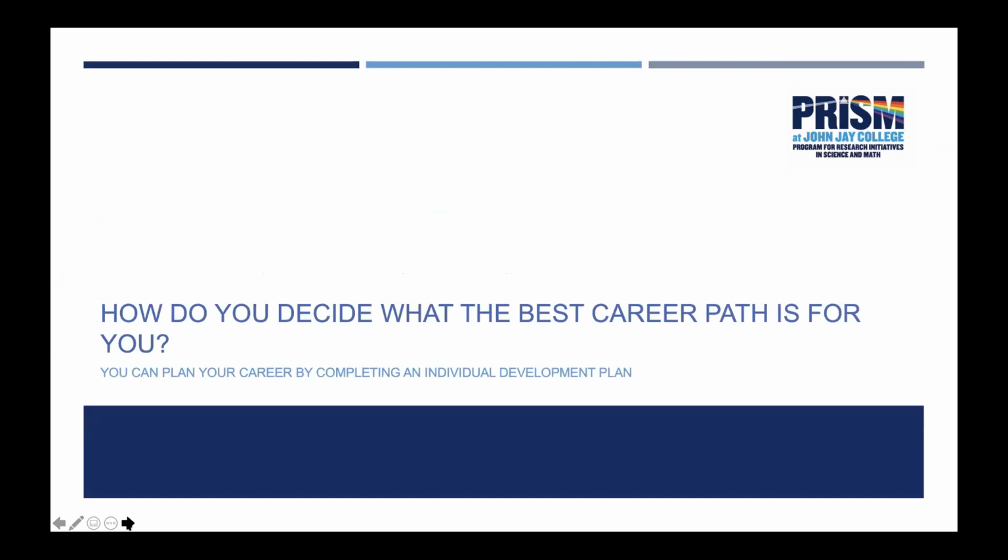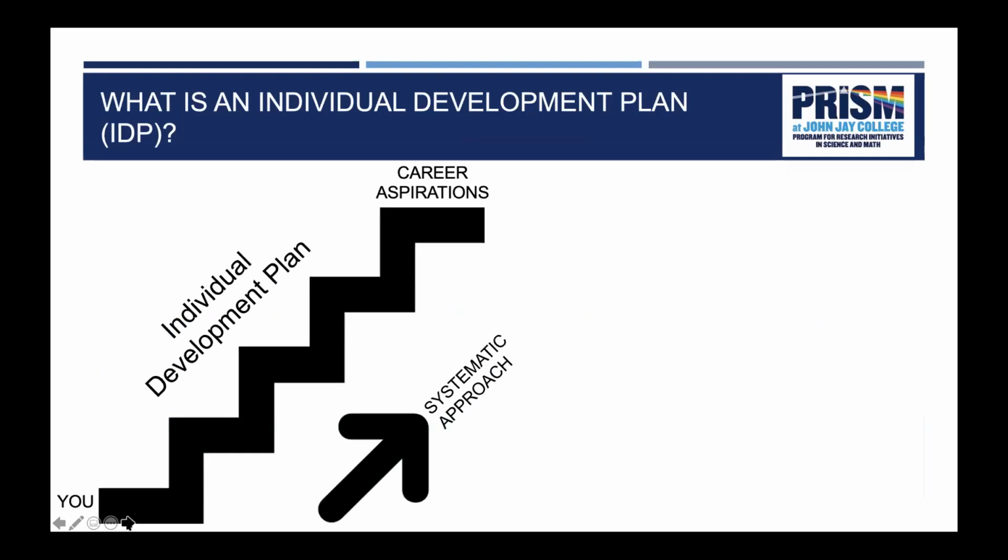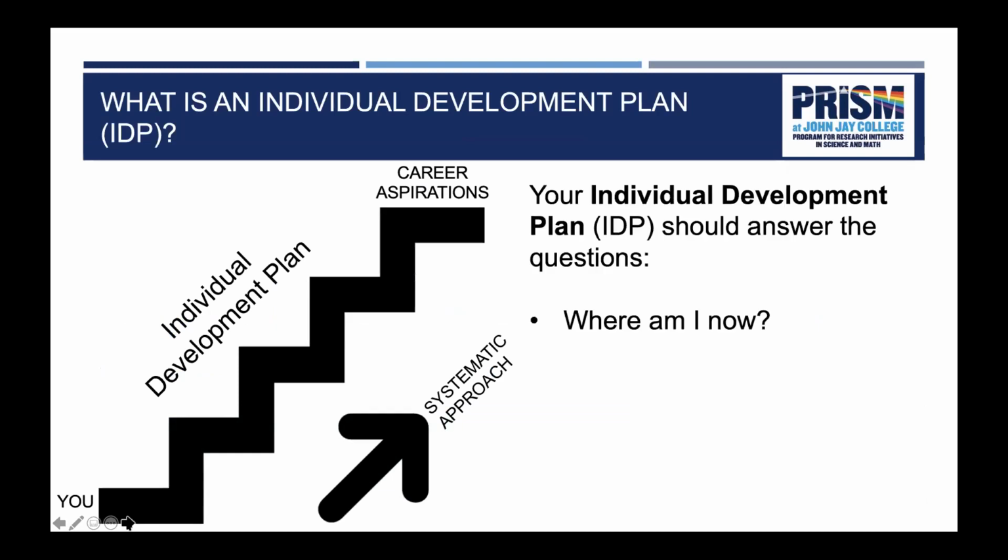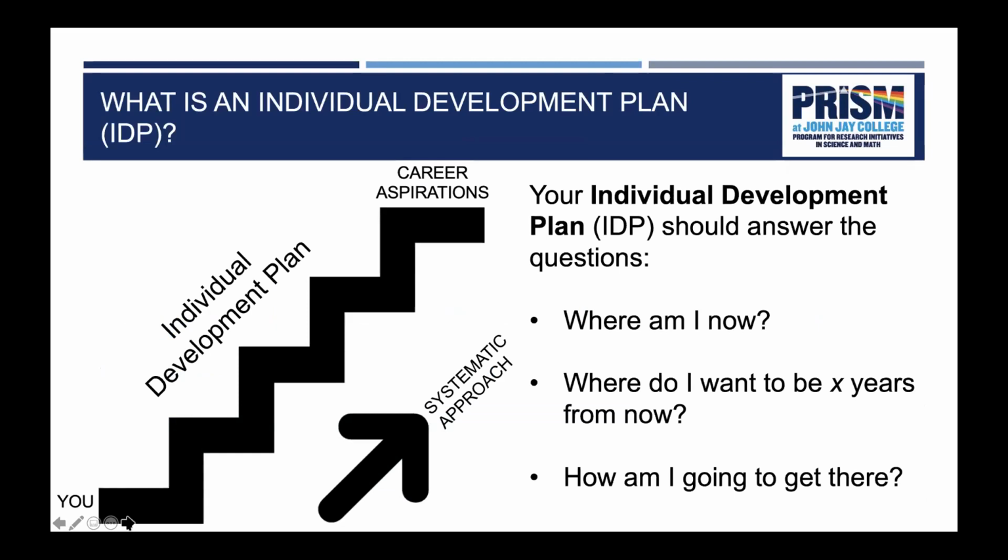So how do you decide which career path is best for you? Well, this is where the Individual Development Plan, or IDP, comes in. An individual development plan is a systematic approach for you to figure out what your career aspirations are and how you're going to get there. And it answers 3 questions. Where am I now? Where do I want to be 6 months from now, 2 years from now, 5 years from now, 10 years from now? And how am I going to get there?